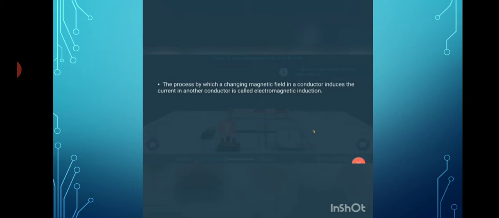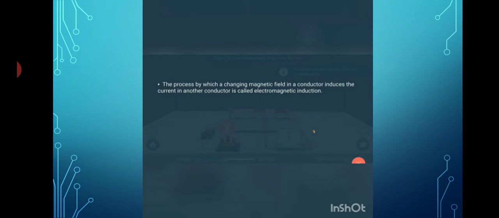From these two observations, we can conclude that a potential difference is induced in coil 2 whenever the electric current through coil 1 is changing. Here coil 1 is called the primary coil, having a large number of turns, and coil 2 is called the secondary coil. As the current in the first coil changes, the magnetic field associated with it also changes. Coil 1 acts as a magnet here.